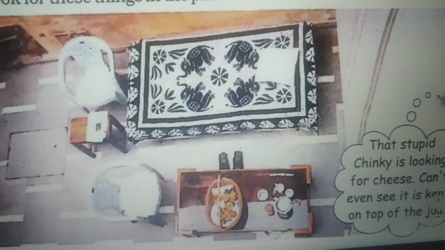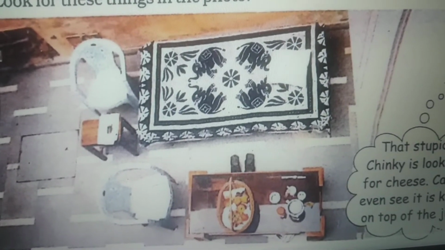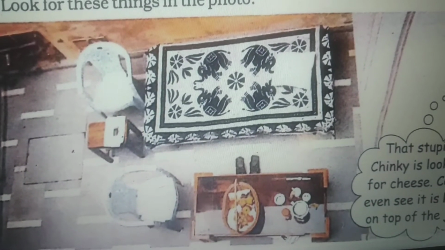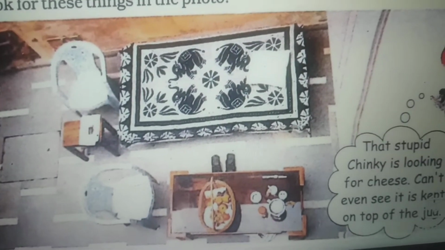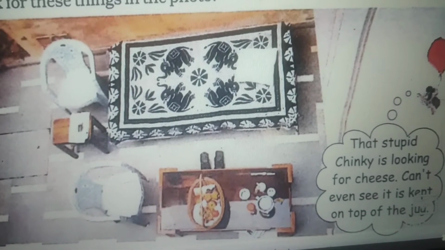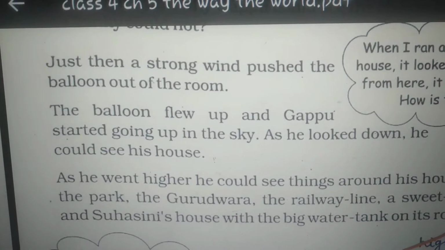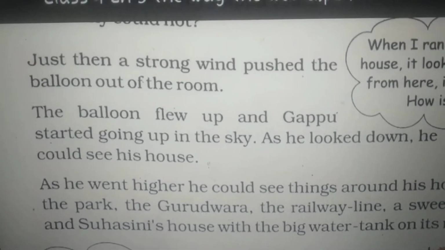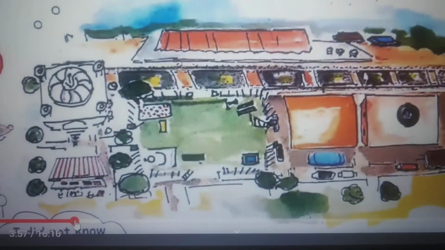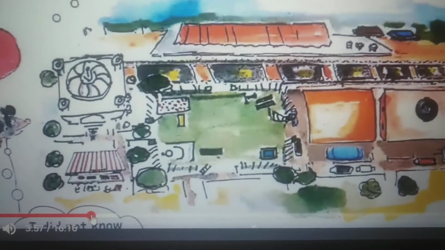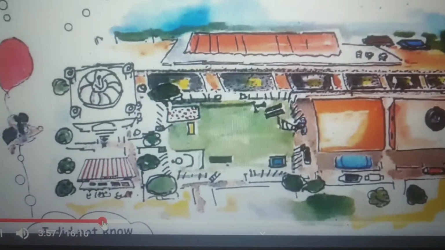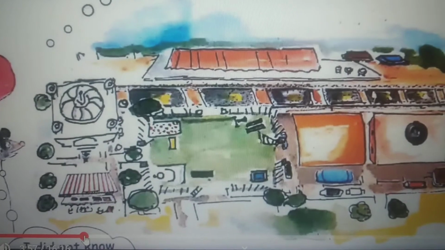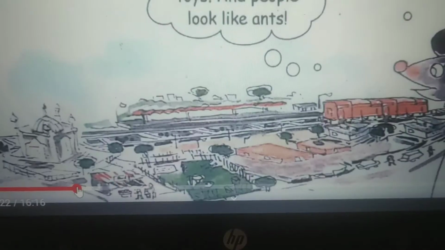Now Gappu is looking down. He could see the bed, the chair, one table with a book on it and the other table with a bottle and a jug, fruits, etc. See how the room looks when Gappu is watching it from the top. Just then a strong wind pushed the balloon out of the room. As he went higher, he could see a sweet shop and roads and the railway track, and also a Gurdwara from the top. All these are looking so small.